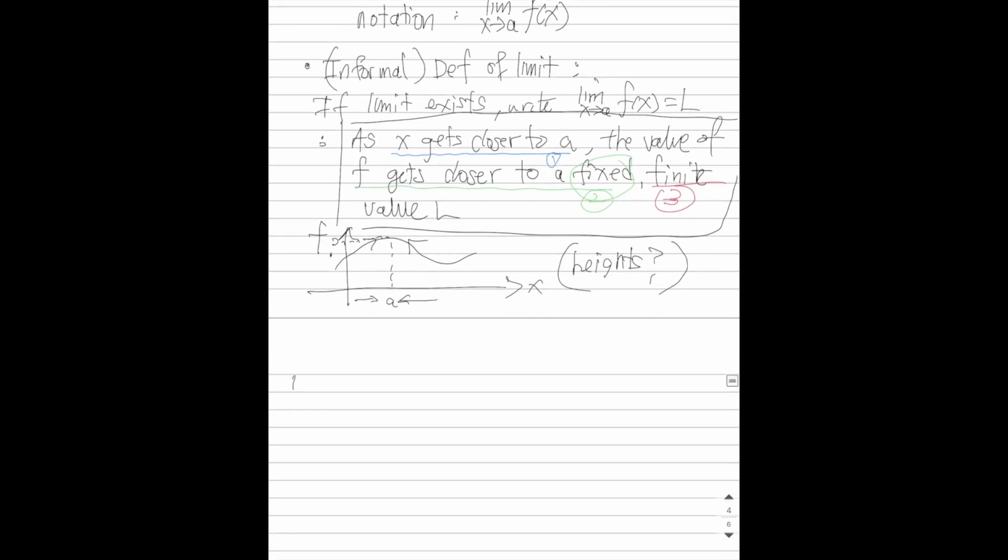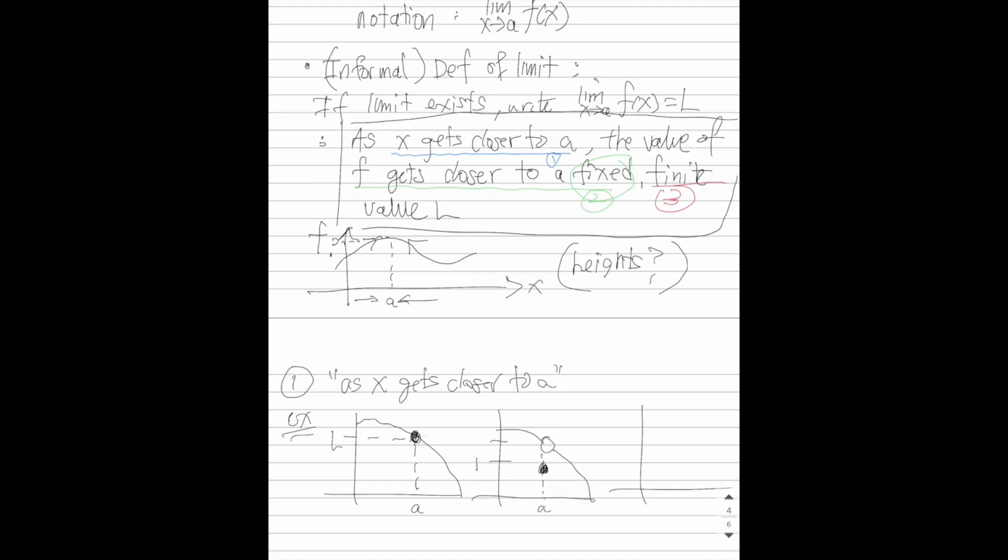To illustrate that, let's consider the first point here: as x gets closer to a. I'm going to draw three little examples of graphs, and they're going to look fairly similar, but in each case there'll be one difference. The three functions all look somewhat similar. There's something happening at the value of a for each one of them.